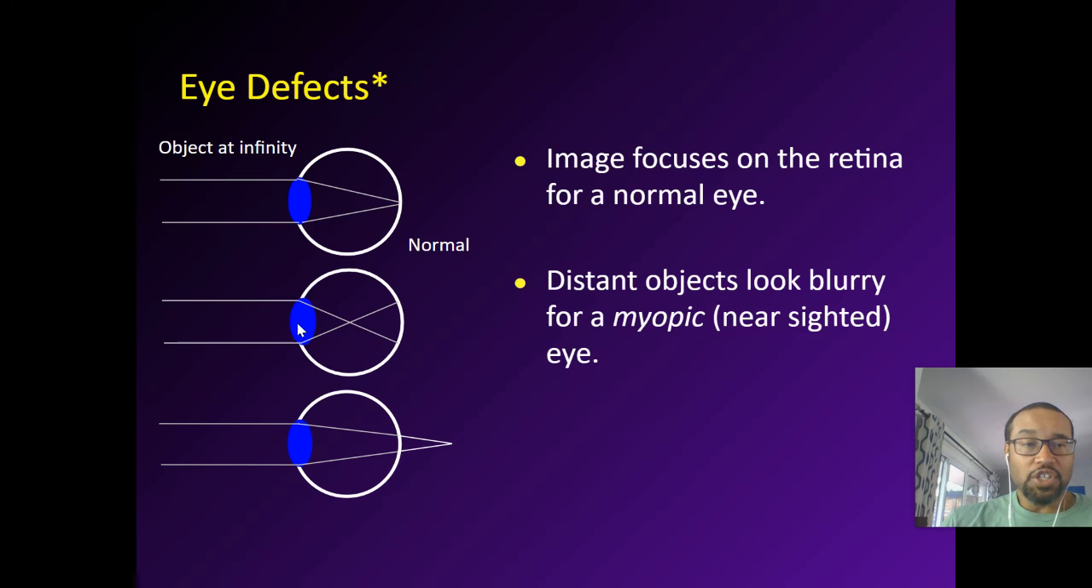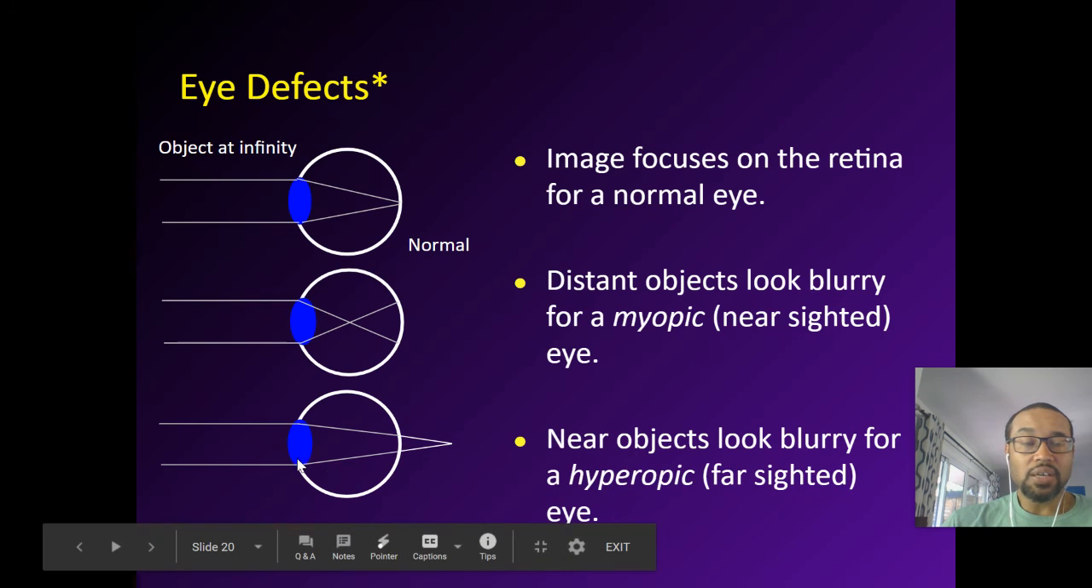If your eyeball is shaped funny or your cornea is too curved, what you have is those light rays converging in front of the eye. That's called nearsightedness or myopia. Likewise, you can have a problem where if your cornea is not curved enough, the object will actually be in focus behind the retina. Obviously, that can occur. So that's called farsightedness.